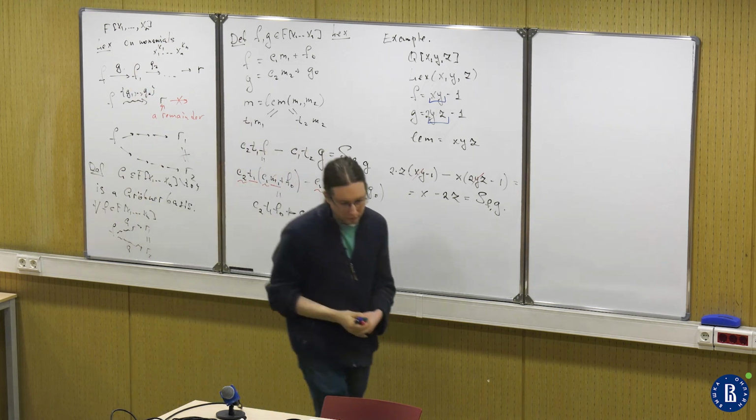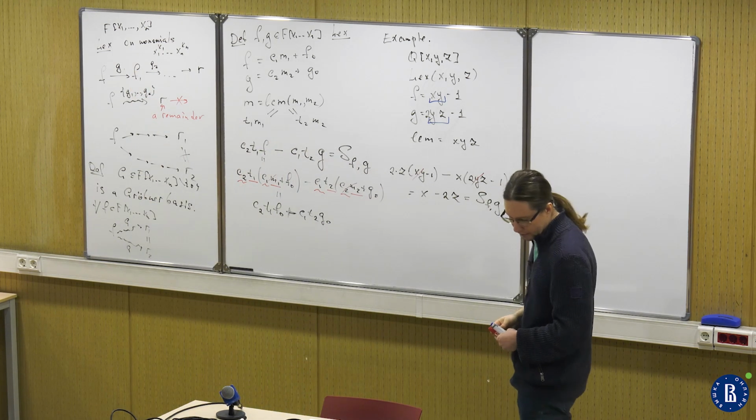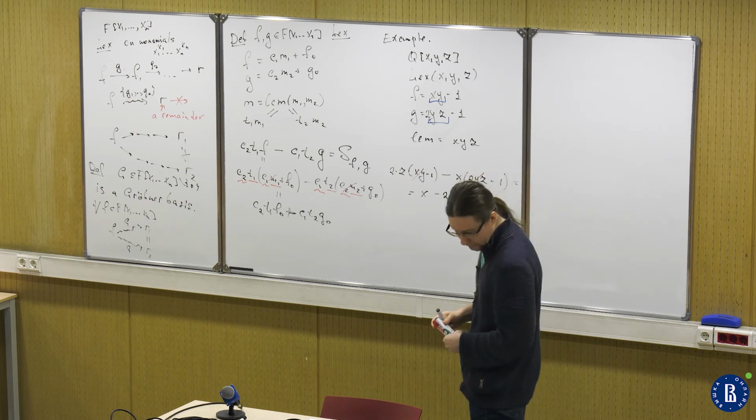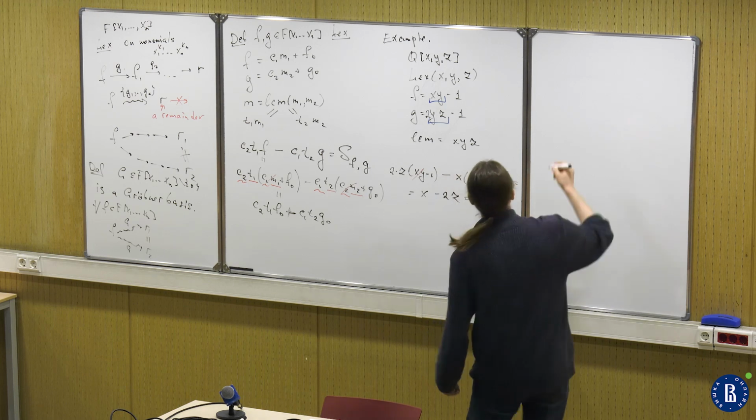Okay, now let me formulate the Buchberger criterion for a set to be a Gröbner basis. So the claim.